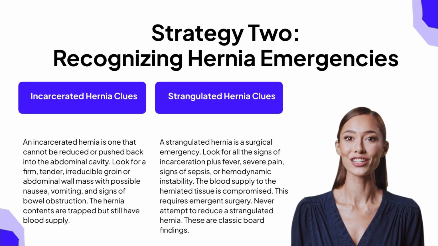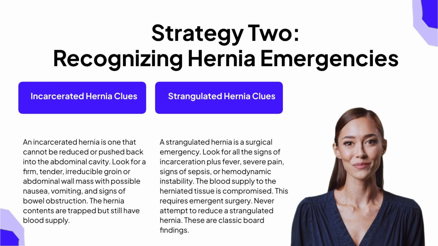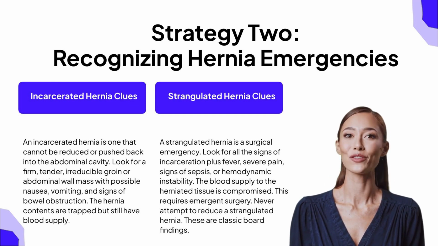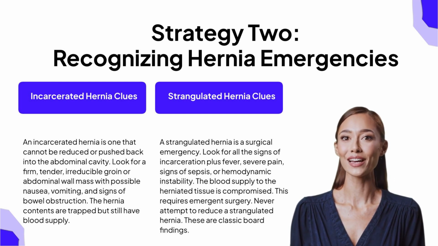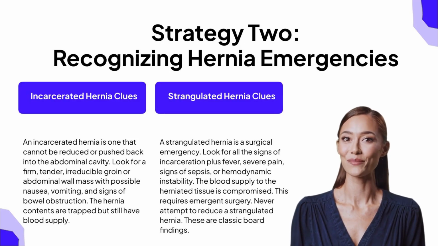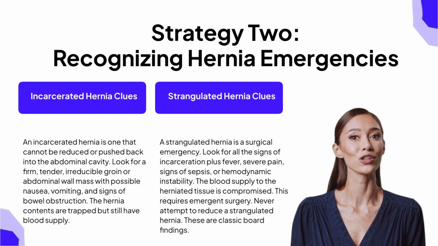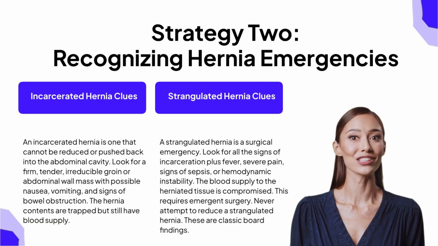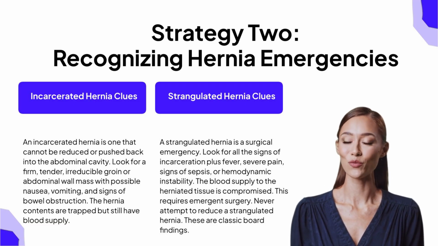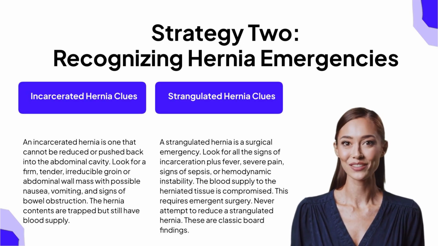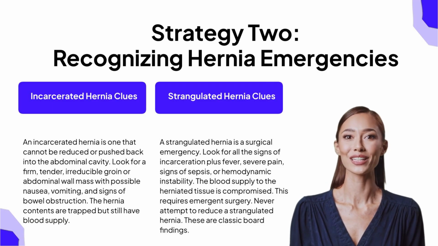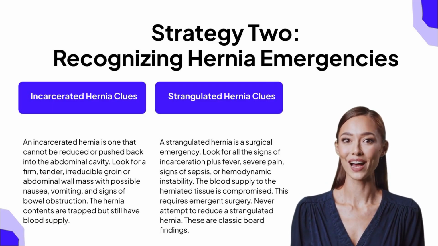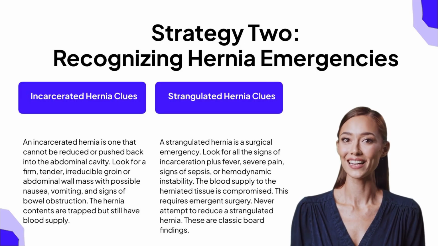Strategy 2 is all about recognizing hernia emergencies. This is extremely high yield for the boards. An incarcerated hernia is one that cannot be reduced or pushed back into the abdominal cavity. Your clues on the exam are a firm, tender, irreducible groin or abdominal wall mass. The patient may have nausea, vomiting, abdominal distension, and signs of bowel obstruction. The key distinction is that with incarceration, the hernia contents are trapped, but they still have their blood supply intact.